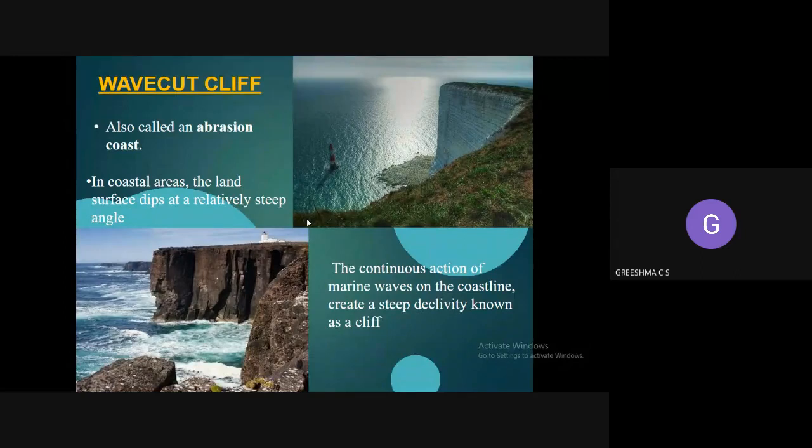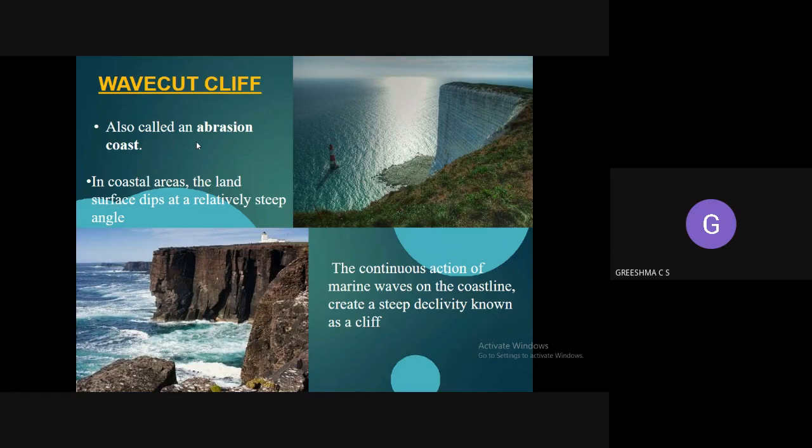So you can say that this is also called as abrasion coast. Okay, so in the coastal areas, the land surface dips at a relatively steep angle. The continuous action of the marine waves on the coastal line creates a steep declivity known as cliff. So cliff is actually one of the very common landscape features occurring along the sea coast. Okay, this you might have seen in a lot of places.